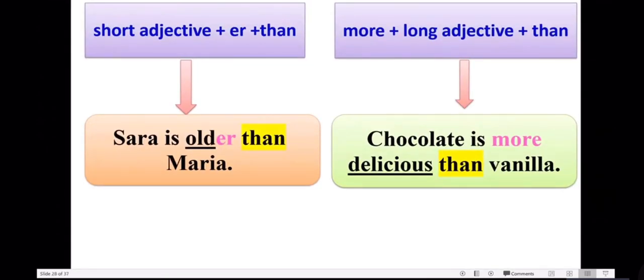How do we form comparative adjectives? Adjectives are divided into short and long adjectives. If the adjective is short, we simply add er to the adjective, then the word than. Example: Sarah is older than Maria. Older is a comparative adjective. We are comparing two persons, Sarah and Maria. To the adjective old, we added er, then than, من. So أكبر من Maria.